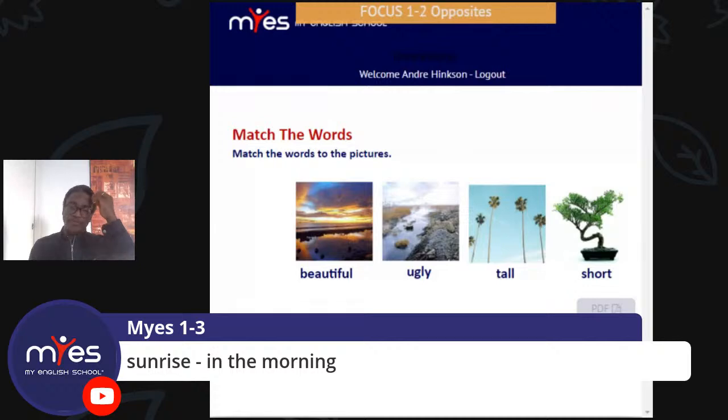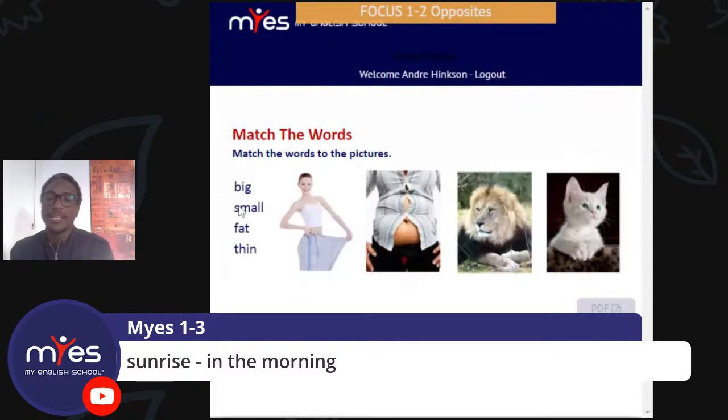Good, excellent. So we've learned two opposites. We've learned beautiful and ugly, and tall and short. So tall, short, beautiful, ugly. Excellent. Very, very good. Now let's look at some more of these opposites. So four more pictures. Now let's match the adjectives to the pictures.